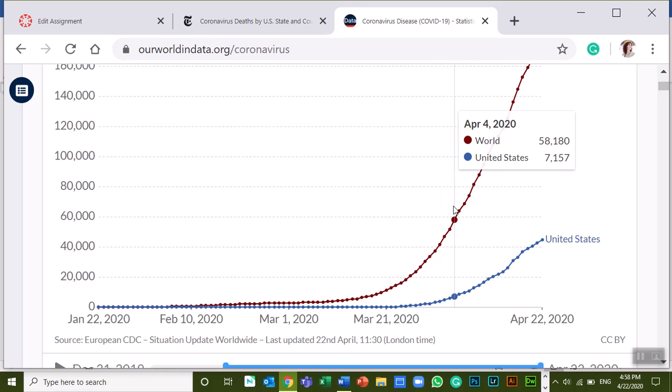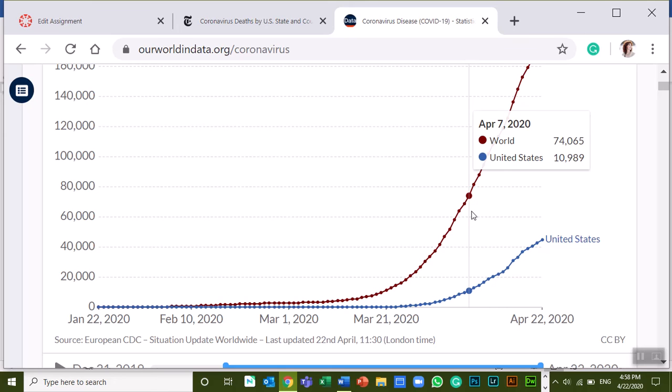So I'm going to cruise up here to April 7th. And I don't have 83,808 deaths. I have less. I have 74,065 deaths. So what does that tell me?